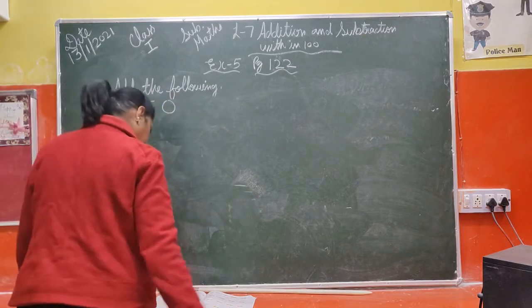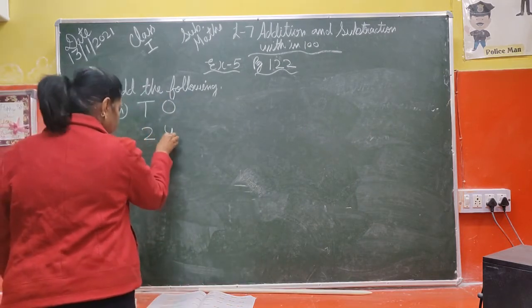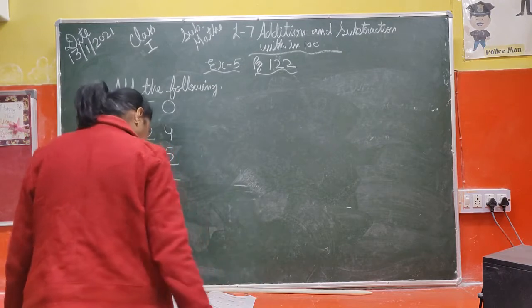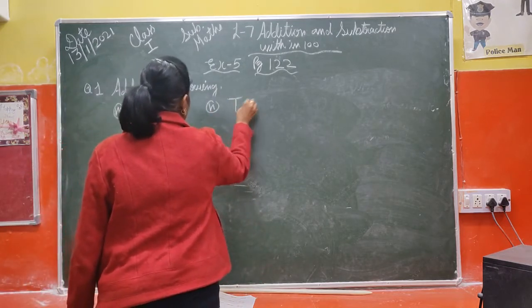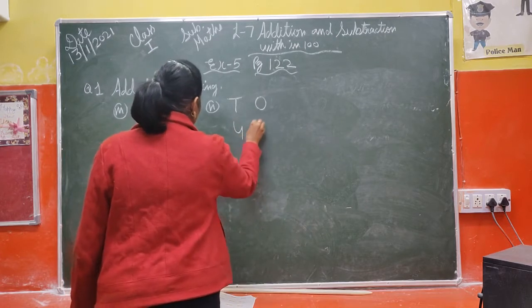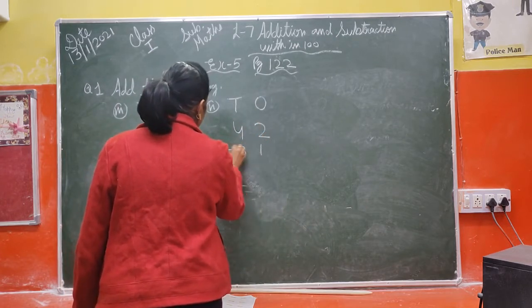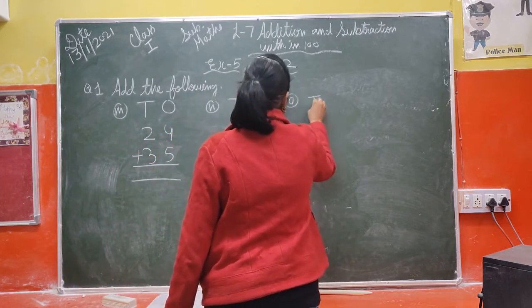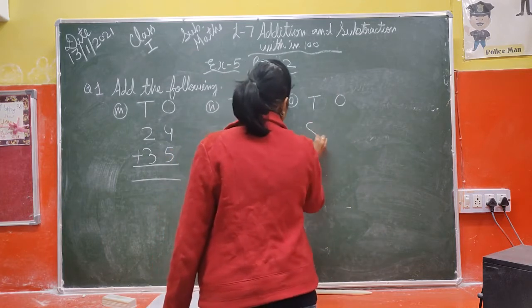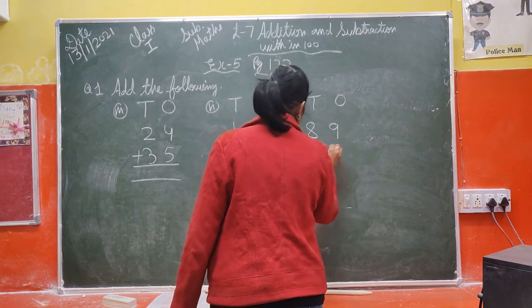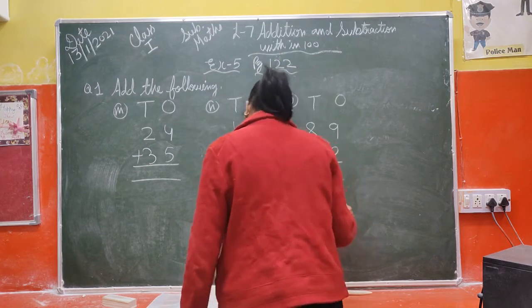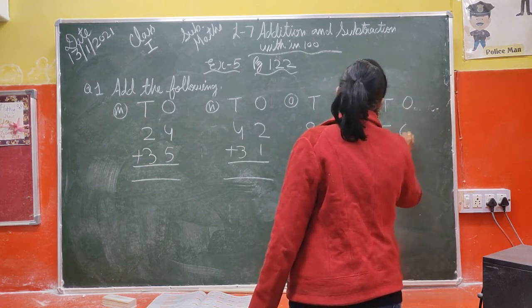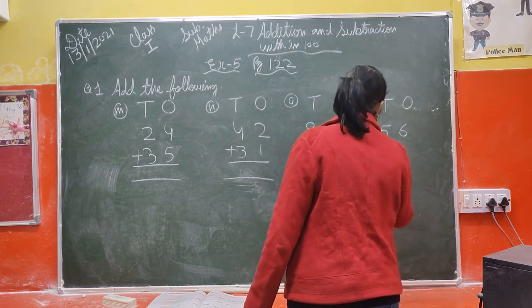Tens and ones. 2, 4 and 3, 5. Okay. And is 4, 2 and 3, 1. And O is 8, 9 and 1, 0. And 3, 5, 6 and 1, 2.